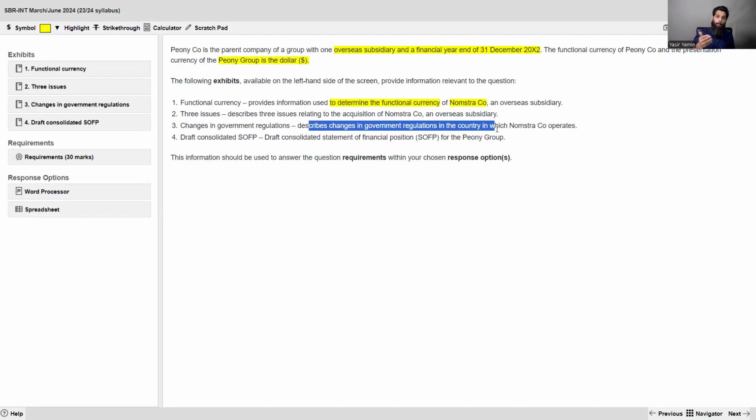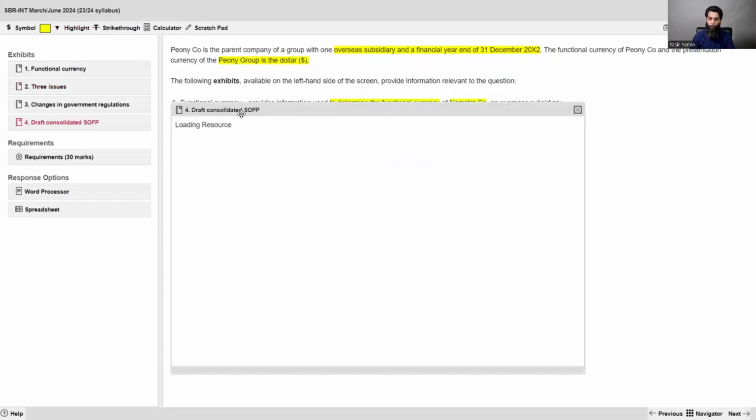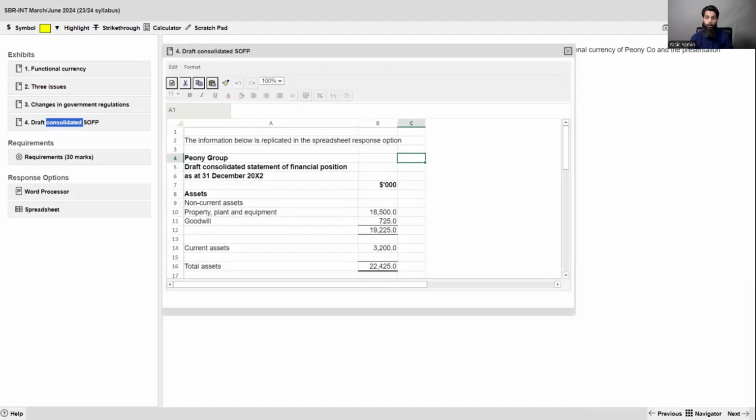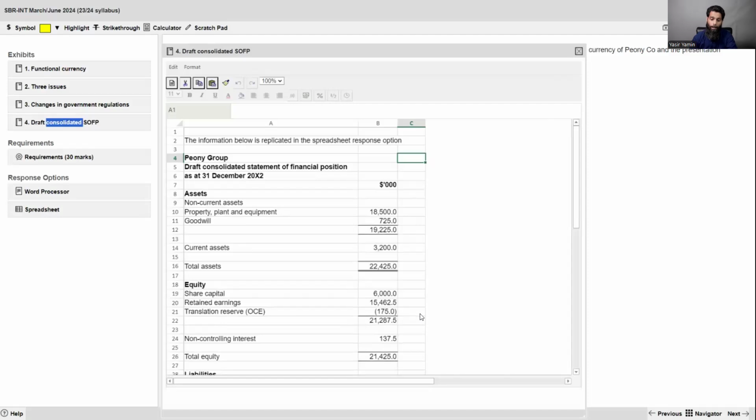We'll see how that is to be done. And then you have the fourth exhibit, which provides you a draft consolidated SOFP for the Peony group. Remember, a draft consolidated SOFP has already been prepared, so most of the consolidation requirements would already have been done. And just for the sake of familiarity, if we open exhibit number 4, you see we have a consolidated SOFP already prepared, but this is draft. Draft means it's not final.